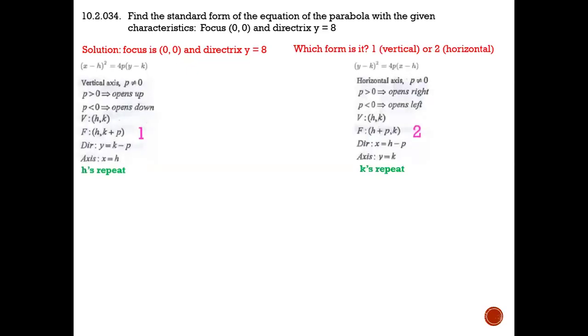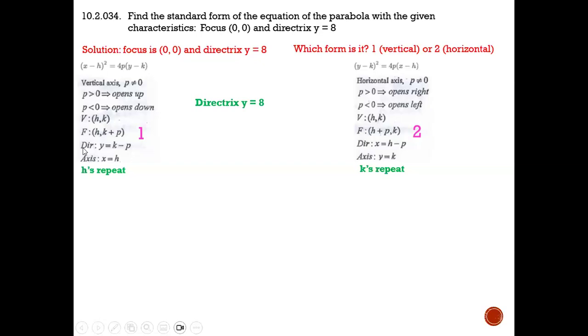Find the standard form of the equation of the parabola with the given characteristics. You have a focus at 0, 0, the origin, and you have the directrix, that line y equals 8. So again, can we use this to tell us what type it is? Is it form 1 or form 2? Vertical or horizontal axis? Well, this one doesn't have previous ones to compare. This has directrix y equals 8.